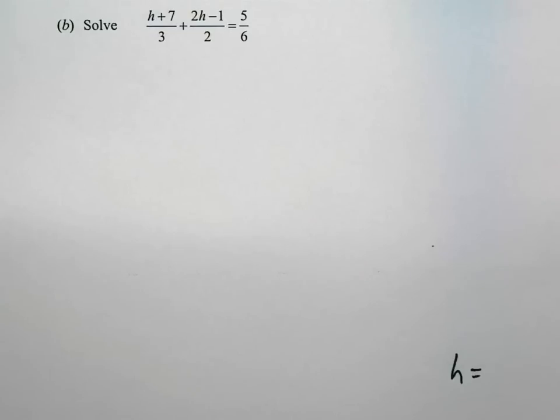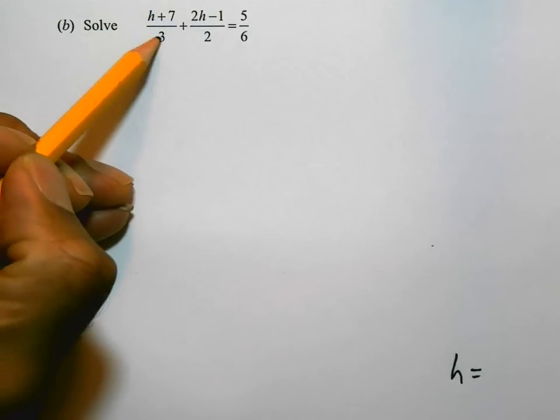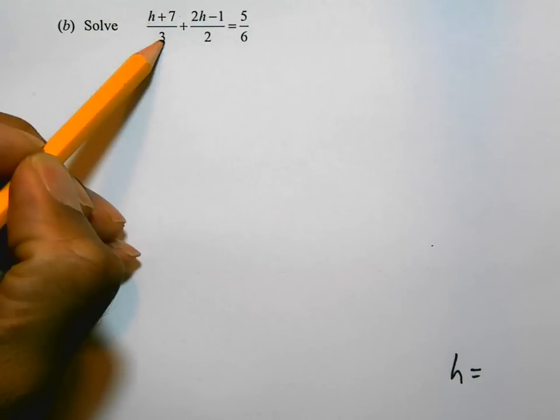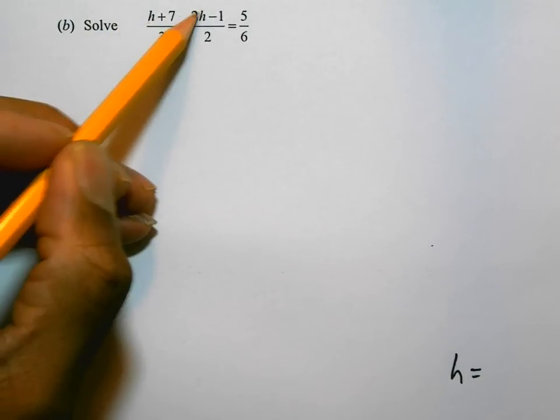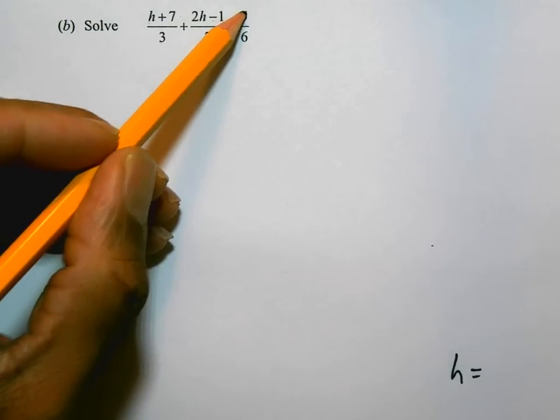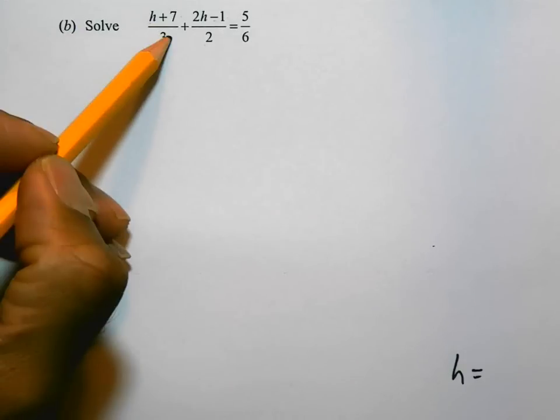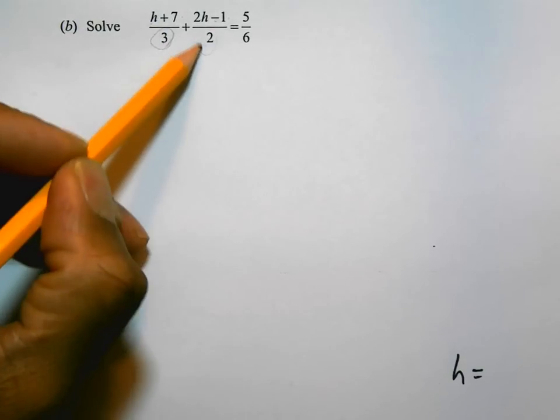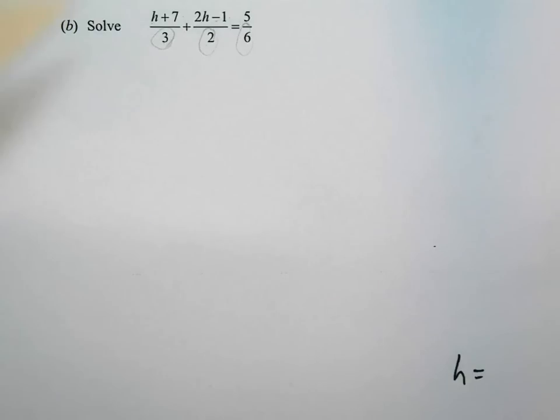So let's think about what we need to do. In this particular question, I have H plus 7 over 3 plus 2H minus 1 over 2 and 5 over 6. I need to get rid of that 3, I need to get rid of that 2, and that 6. And I'm actually going to do that in 3 steps.